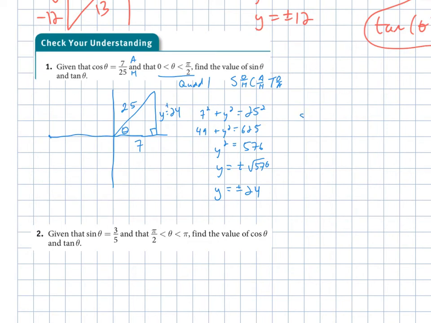And so now, really, we already have cosine, so it wants the sine of theta is O over H, opposite is 24, hypotenuse is 25. And then the tangent of theta equals O over A, so opposite 24, adjacent 7, tangent of theta equals 24 over 7.